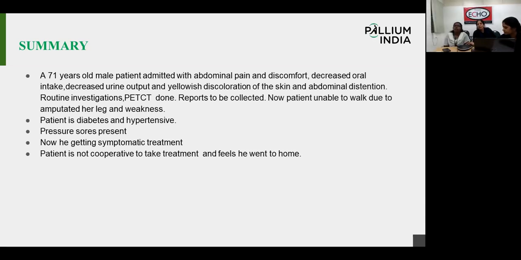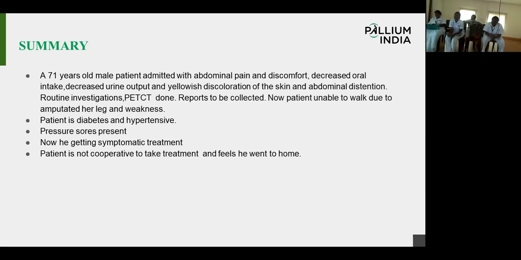Okay? So then why is he staying in the hospital right now? He is stable now. Why is he admitted in the hospital right now? For evaluation, ma'am, hepatocellular carcinoma for evaluation. That's why he stayed in the hospital, and for symptomatic management, and investigation reports to be collected.